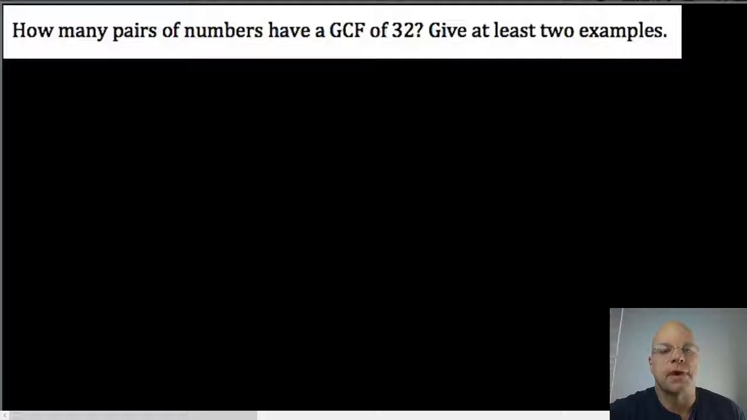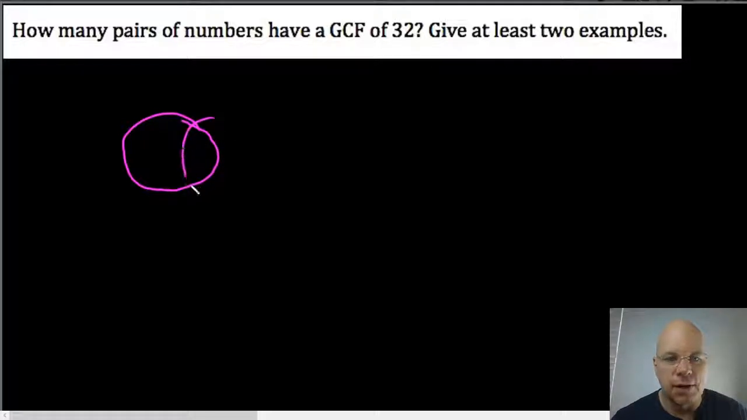How many pairs of numbers have a GCF of 32? And give at least 2 examples, which means there must be at least 2. Let me make a Venn diagram. It's hard with this writing tablet. I know I've said that a million times, but okay.